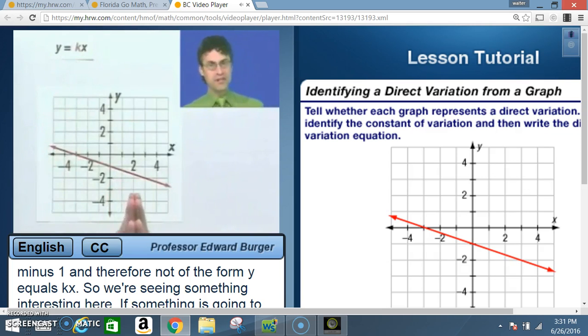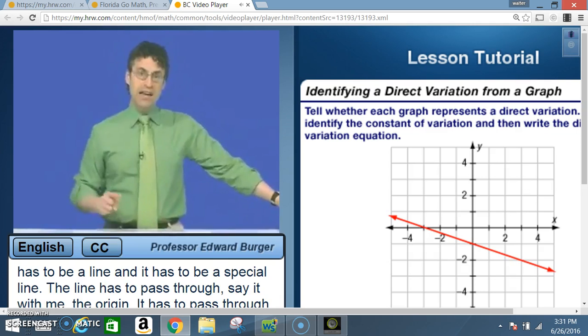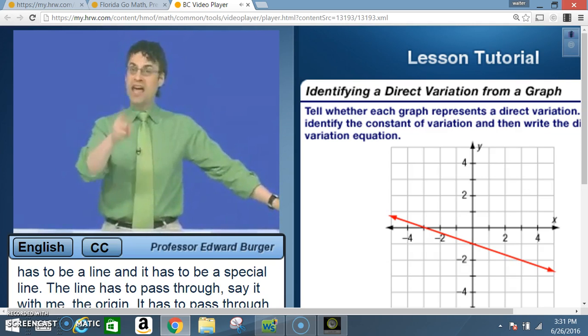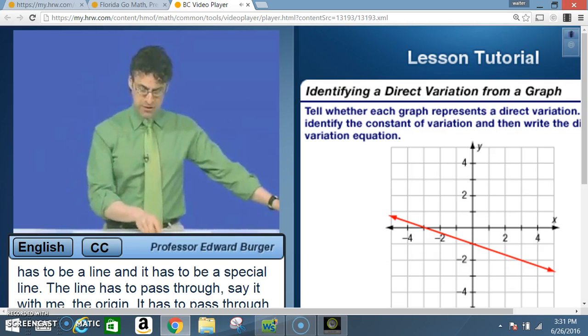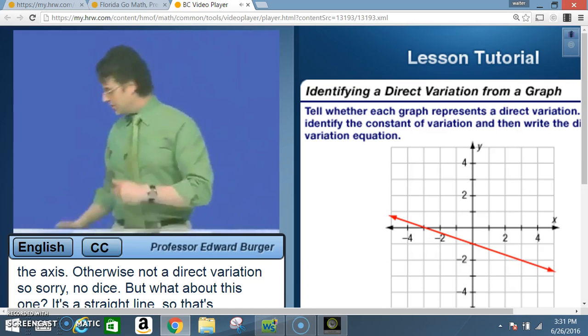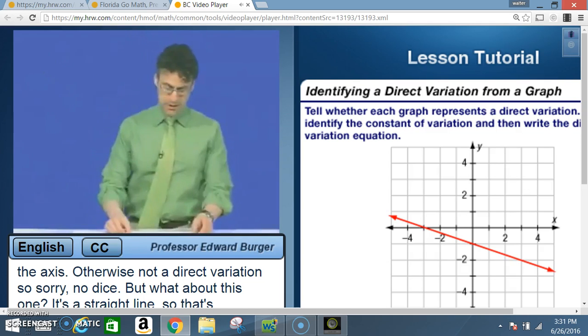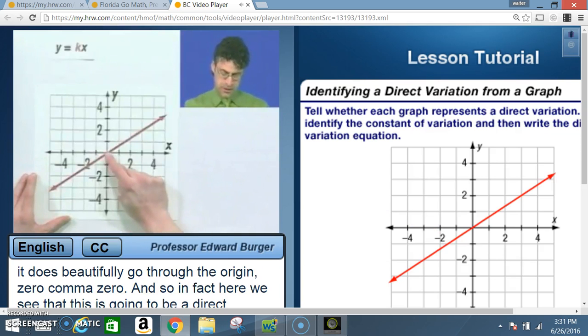So we're seeing something interesting here. If something is going to be a direct variation, it's got to be a line, and it's got to be a special line. The line has to pass through, say it with me, the origin. It's got to pass through the crosshairs of the axes. Otherwise, not a direct variation. So sorry, no dice. But what about this one? It's a straight line, so that's awesome. And notice that it does beautifully go through the origin, 0, 0.